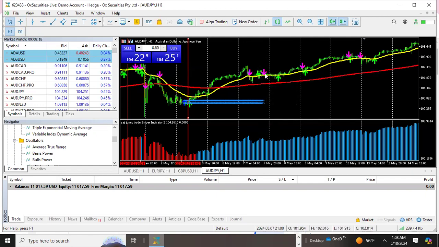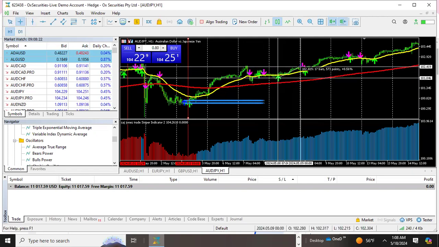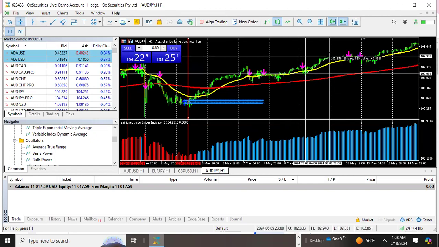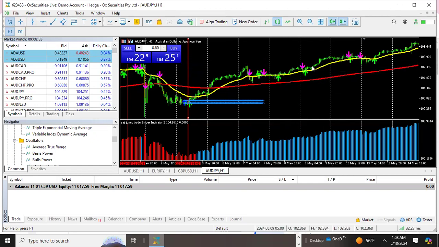Then you wait. If you get a crossover into the next day, boom, buy. It goes into the next day, 57 pips. Then you get a sell arrow. You get a buy arrow here, goes into the next day, 80 something pips. So you see the difference here.